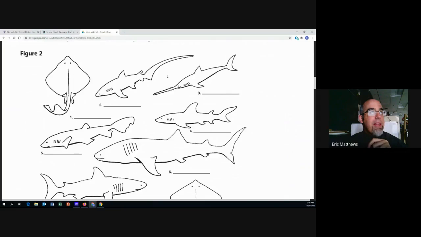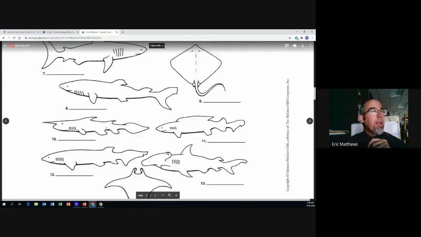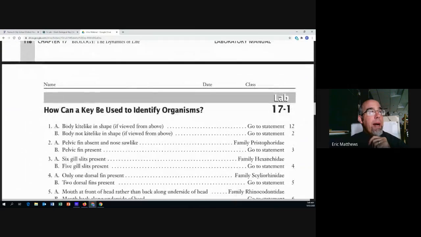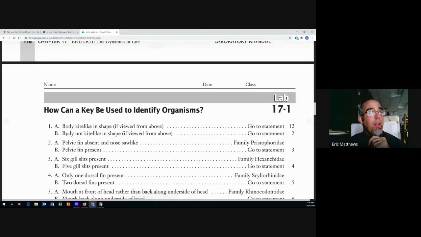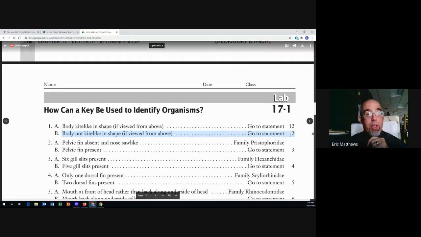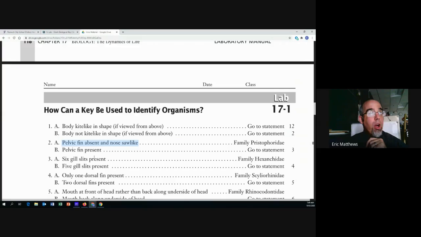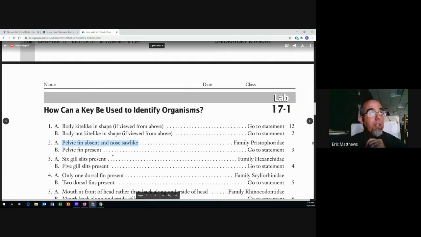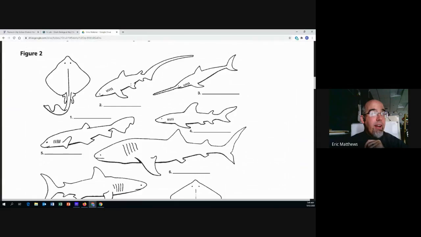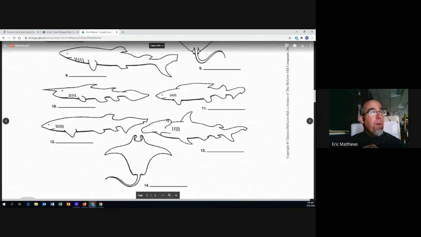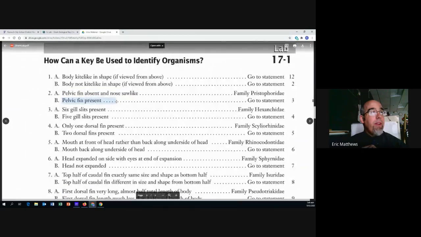So keep in mind this shape. Number one, is the body kite-like in shape or body not kite-like? Well, the body is not kite-like, so we're going to go to statement two. Is a pelvic fin absent and the nose is saw-like, or is the pelvic fin present? Well, we come up here. The pelvic fin is the second fin right here. He's got it. The nose is not saw-like. So the pelvic fin is present.